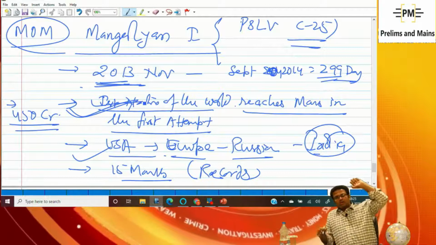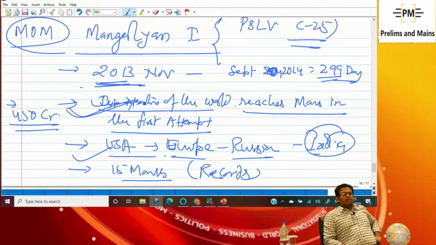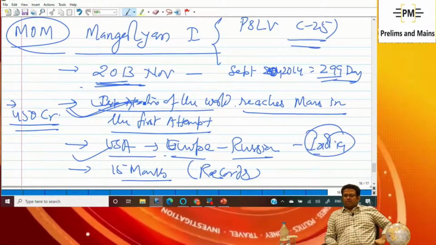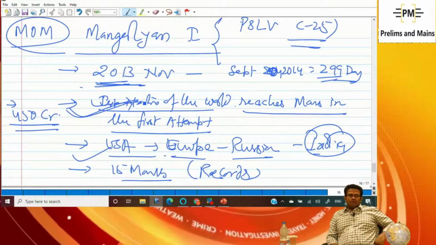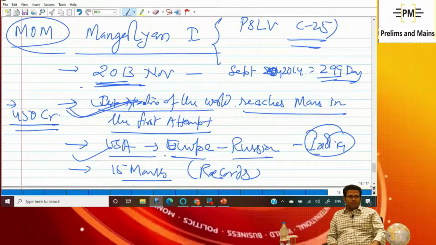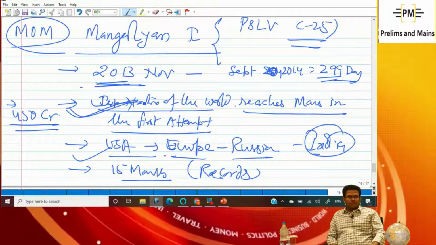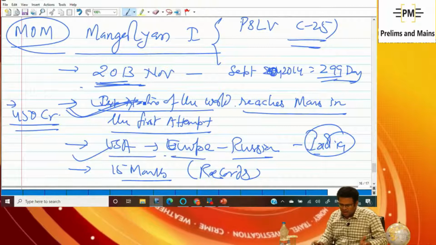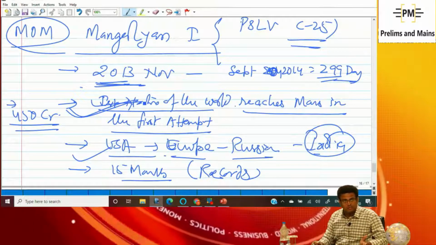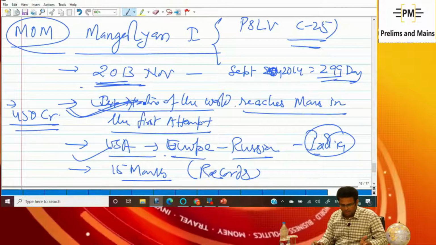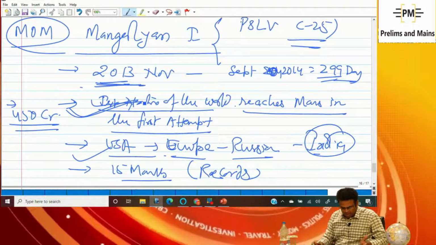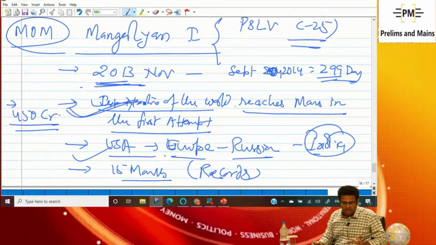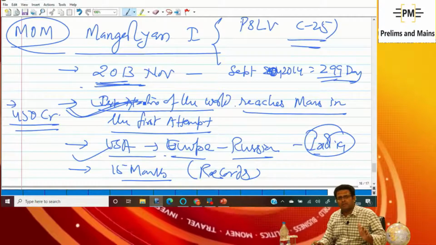Generally, other countries that have sent any Mars mission, that is Europe, USA and Russia, incurred around 5 to 6 times the cost. So India spent only 450 crore to reach over there. This is one of the highest records of India. Got it? So the India Mangalyaan mission is a highly successful mission.